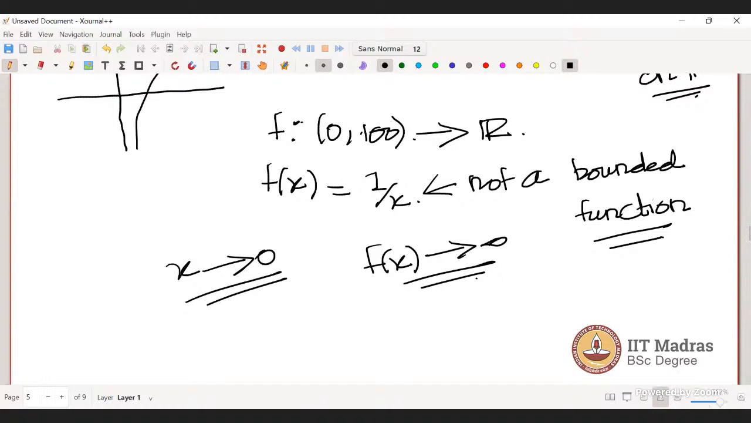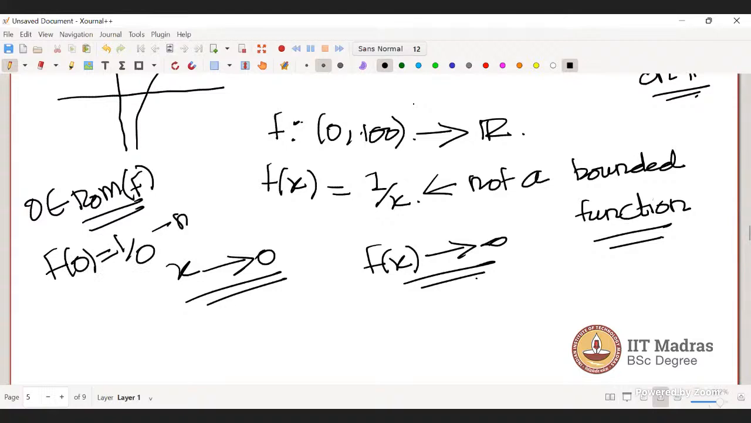Sir, if it is R instead of 0 to 100, then it is also not a function, right? Yes, if you are including 0 in the domain, then certainly it cannot be a function, because f of 0 is 1 by 0, which is not defined. It doesn't matter whether you are taking R or Z or Q. Once you put 0 in your domain, then that is not a function.